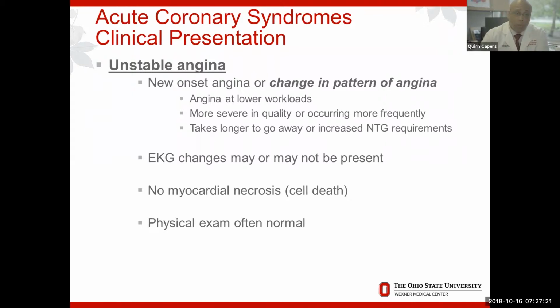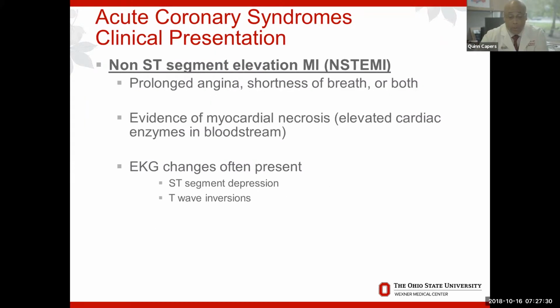They may often have a normal physical exam, and depending on where they are and whether or not they're having occlusion or partial occlusion when you see them, the EKG may even be normal. Those who have a sudden change and then go on to actually have myocardial cell death, but their ST segment on the EKG is either normal or depressed, are said to have a non-ST segment elevation myocardial infarction. The difference between a non-ST segment elevation myocardial infarction and unstable angina is easy. It's from the lab tests.